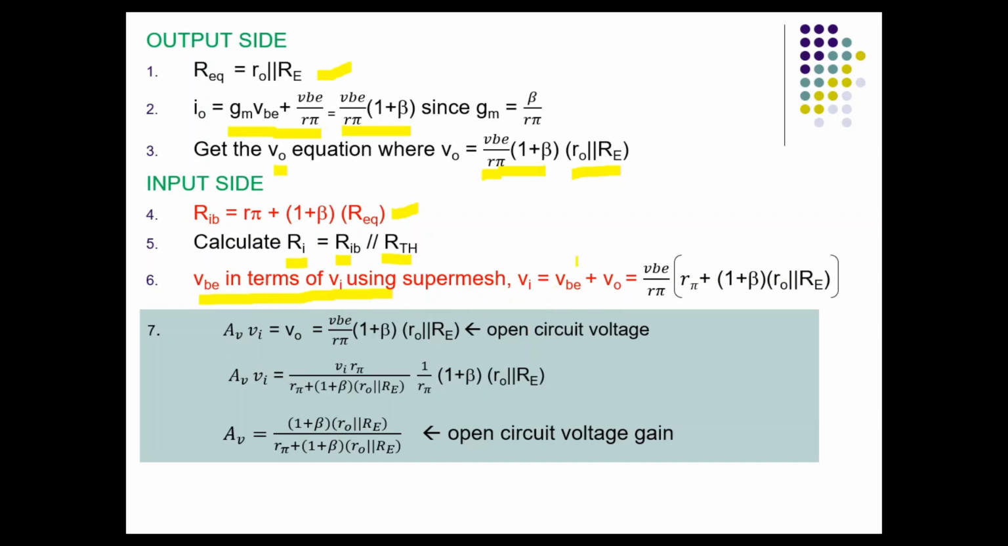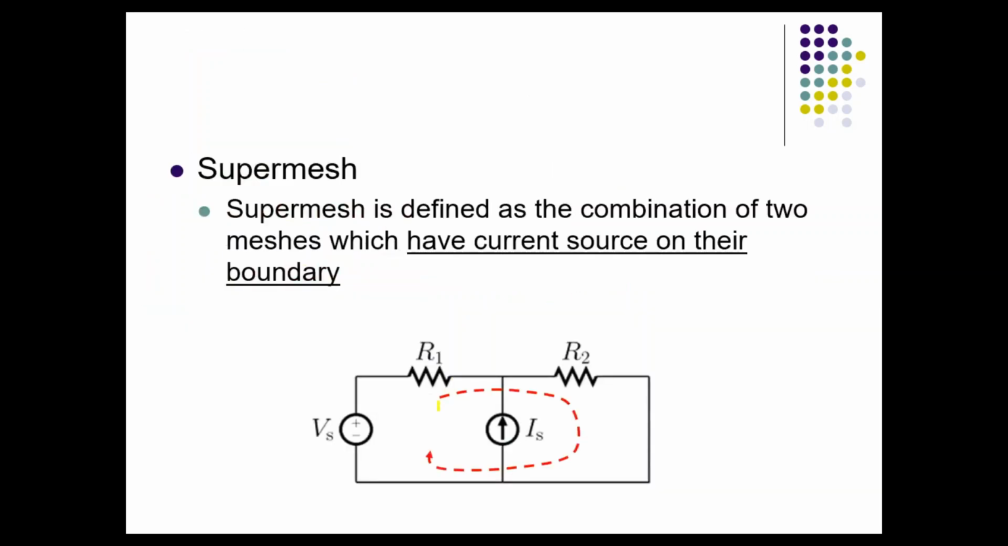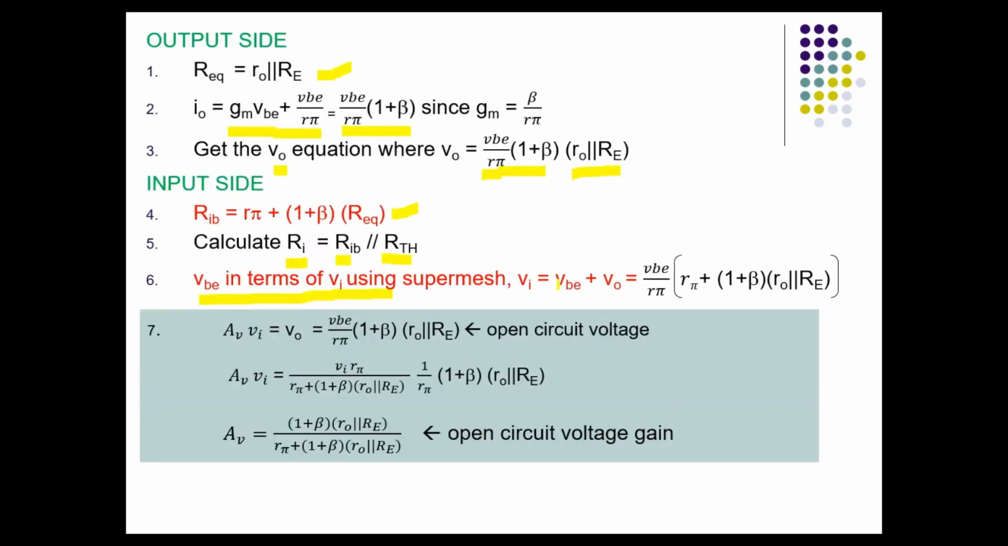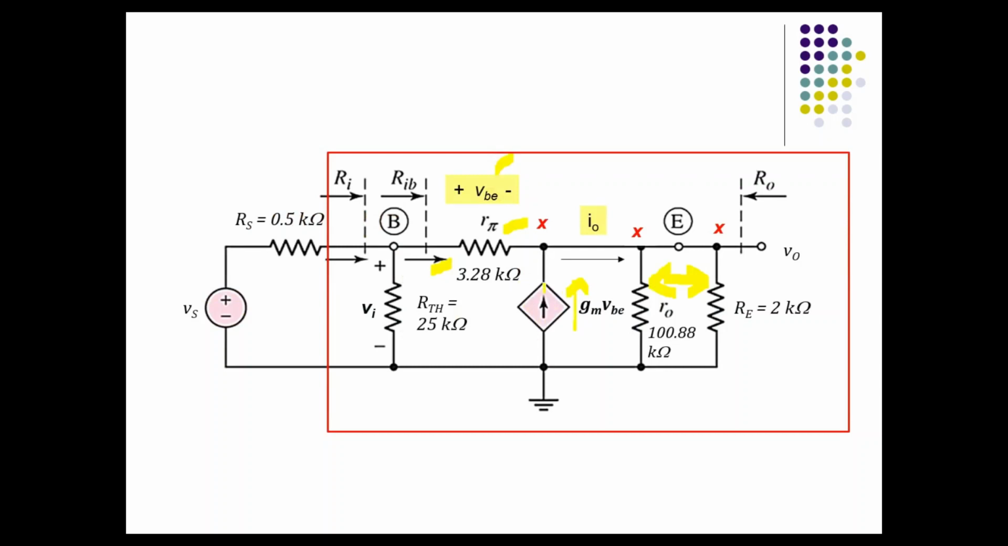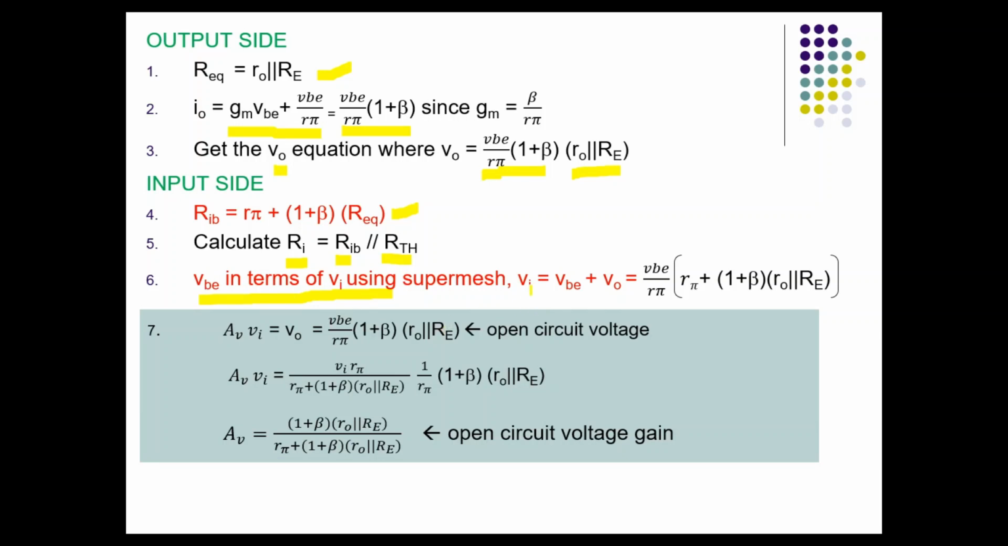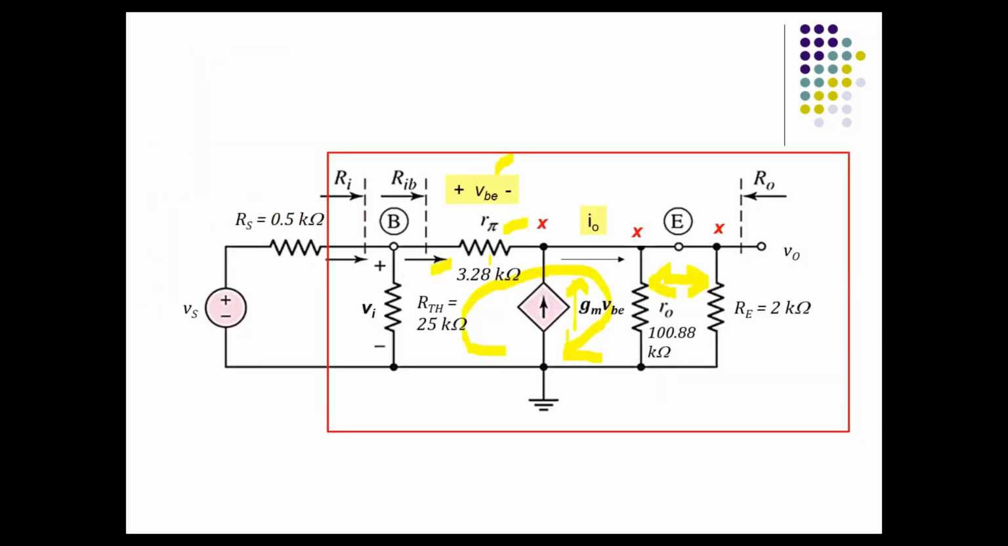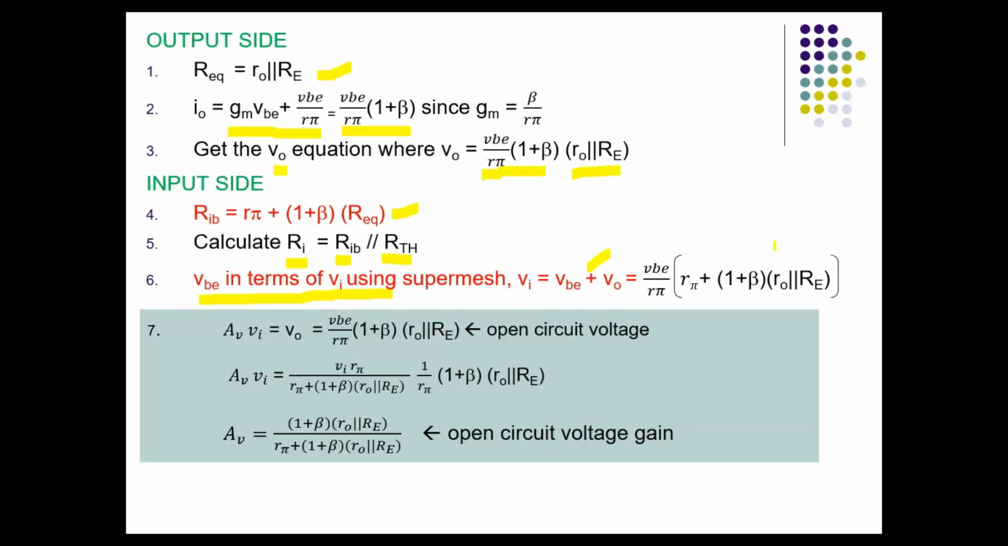So what is supermesh? Supermesh is defined as the combination of two meshes which have a current source on their boundary. So you can see that we have a supermesh here. This is my current source, and I want to calculate the supermesh at this loop here. So VI is equivalent to VBE plus Vout, right? That's how I get this equation, and I just put in all these parameters over here.